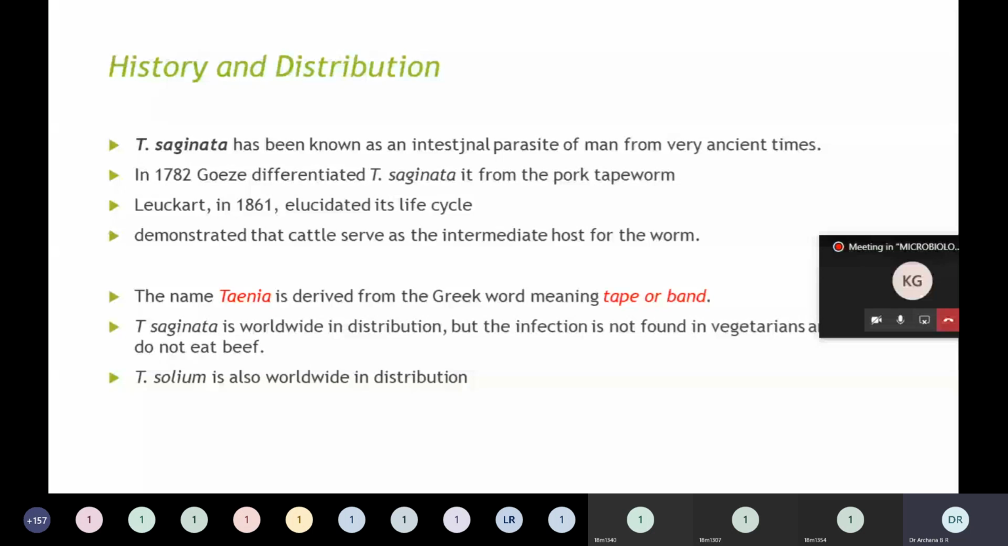Previously the word Taenia was commonly used for most of the tapeworms, but now it is confined to only the species belonging to the genus Taenia. Taenia saginata is worldwide in distribution, but the infection is not found in vegetarians, those who do not eat beef. But nowadays you can also see it in vegetarians because of contamination of food. And Taenia solium is also worldwide in distribution.